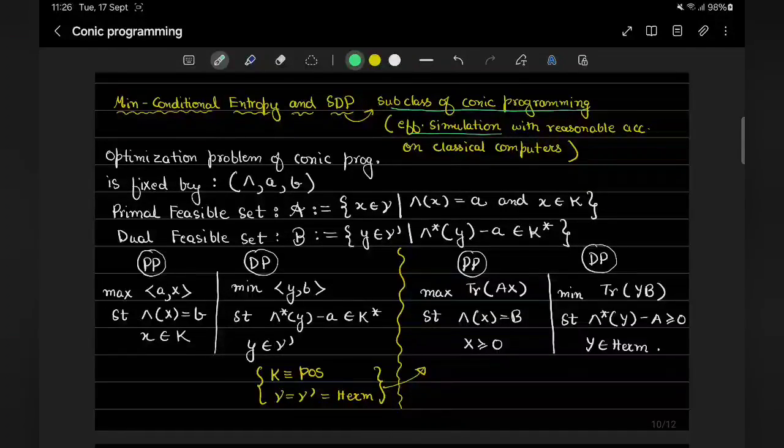The idea is that in conic programming we have some optimization problem, and this is specified by a linear map lambda and some coefficients a and b. These are constants for a given problem, and for semi-definite programming and using min-conditional entropy, we will see what these constants are and how we can determine them for a given problem.